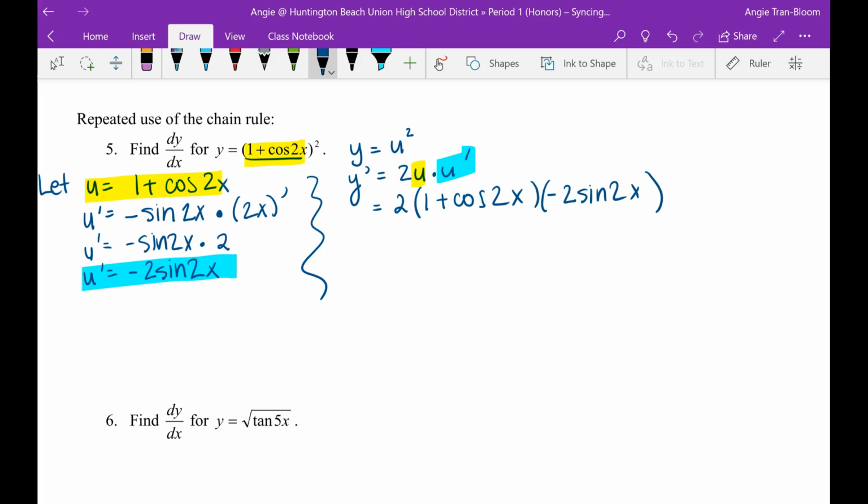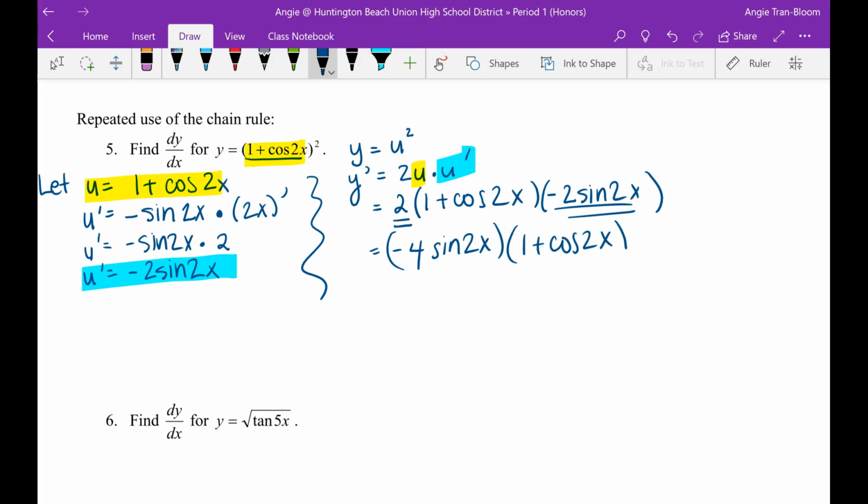Then let's try to multiply this out very slowly. You can technically multiply this and this first, so let's do that. 2 times that is now negative 4 sine of 2x, and then 1 plus cosine of 2x. So what I did was multiply this and that first.